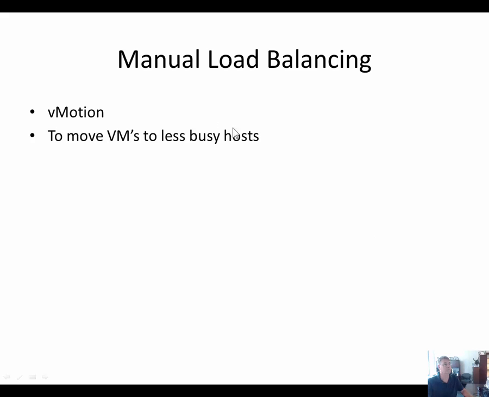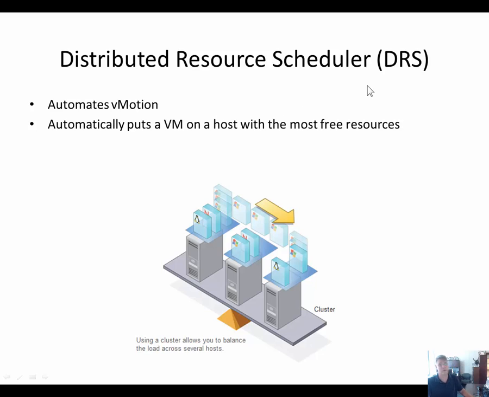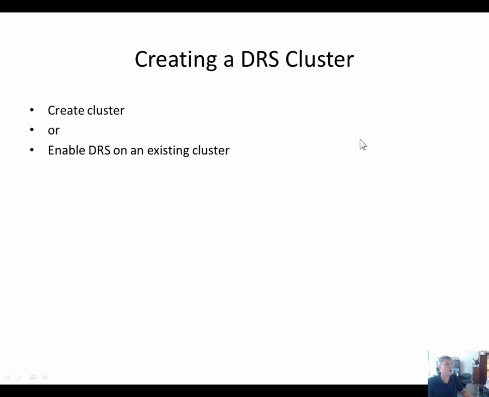You can manually perform load balancing by using vMotion to move virtual machines from more busy ESXi hosts to less busy ESXi hosts. Or you can automate the procedure using DRS. DRS automates vMotion and automatically moves virtual machines from more busy ESXi hosts to less busy ESXi hosts.